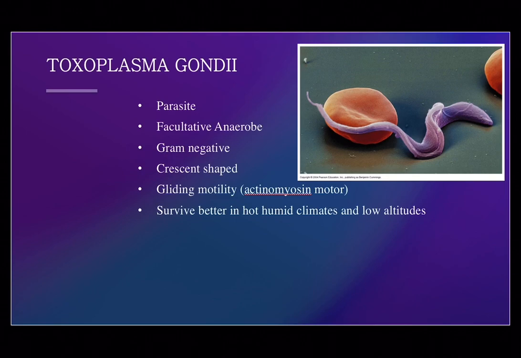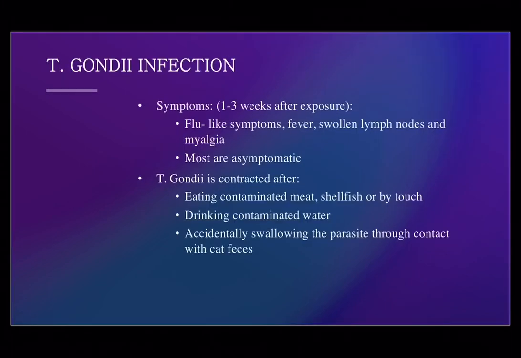Toxoplasmosis is caused by Toxoplasma gondii, which is a parasite that is a facultative anaerobe, is gram-negative, crescent-shaped, has a gliding motility, and survives better in hot, humid climates and low altitudes. T. gondii's infection symptoms occur 1 to 3 weeks after exposure, which include flu-like symptoms, fever, swollen lymph nodes, and myalgia. However, most people are asymptomatic.